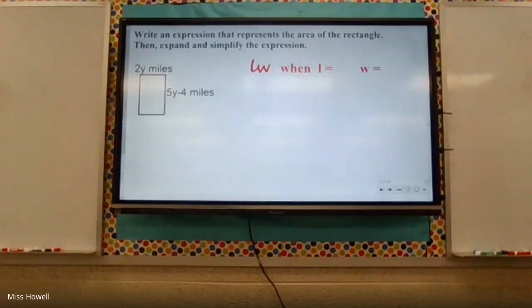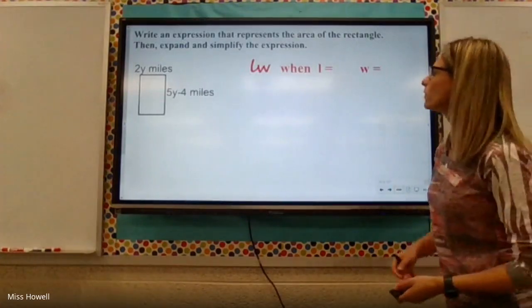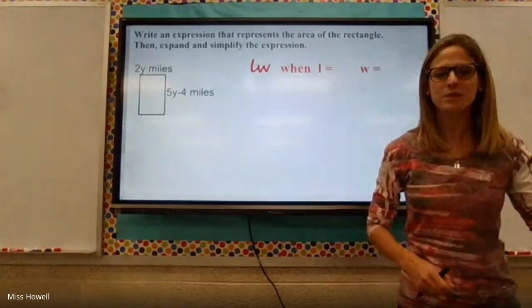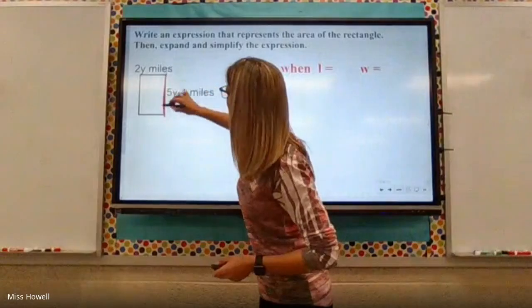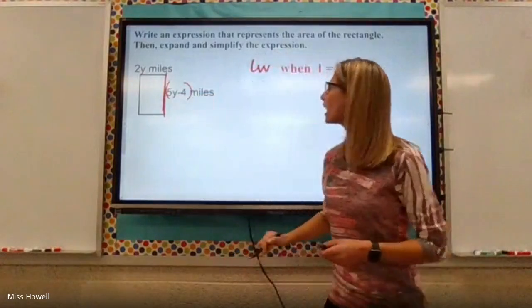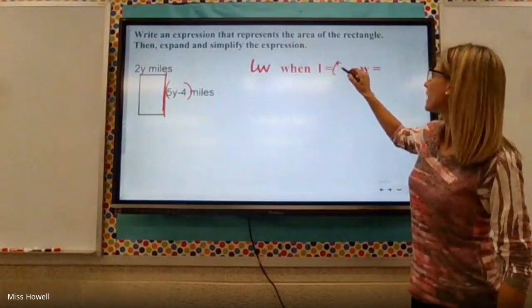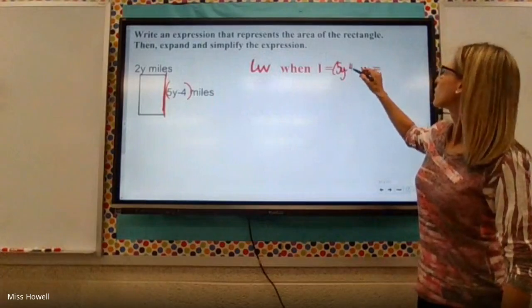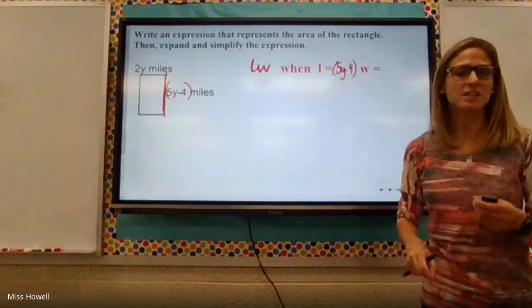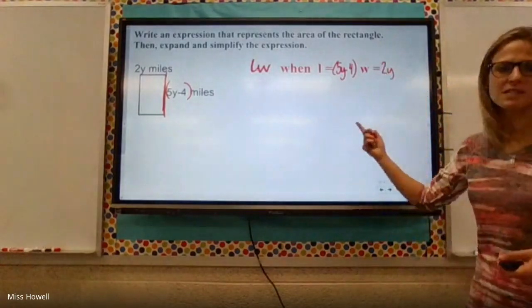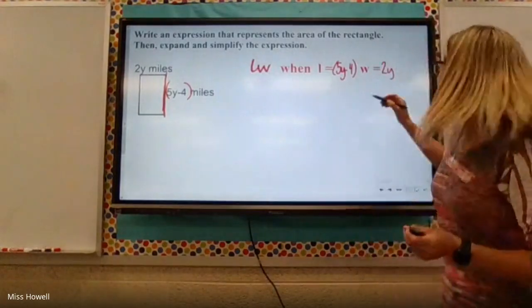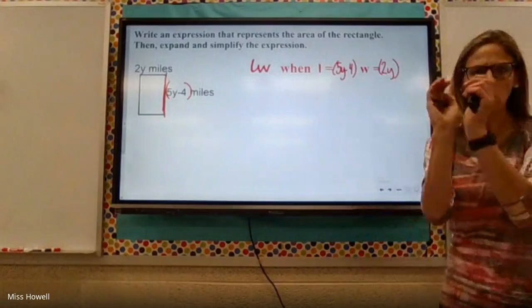All right, we want to write a simplified expression to represent the area of our rectangle, length times width, when the length is the longer piece. So this piece is the longer piece. So this entire thing, 5y minus 4, is our length, 5y minus 4. Our width then is that expression 2y. We don't have to put parentheses here because that's one big term, but we could, right? We could say it's this whole thing 2y.